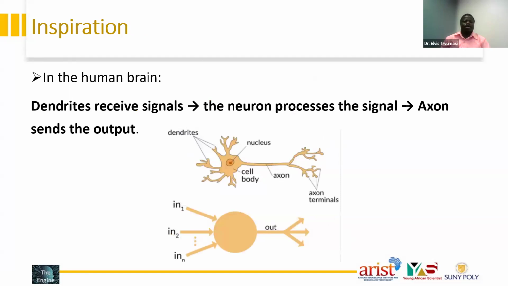So in the human brain, dendrites will receive signals, the neuron will process it, and then it goes through the axon as an output. So we just want to learn that idea and bring it to computers, right? So we'll design something we call a neuron, and it will have several inputs, and then it will give me sometimes several outputs, or one output or two outputs, right? So we just want to mimic how the brain works. That's neural networks.